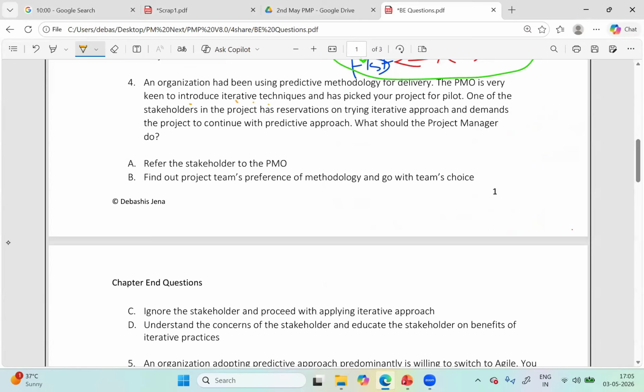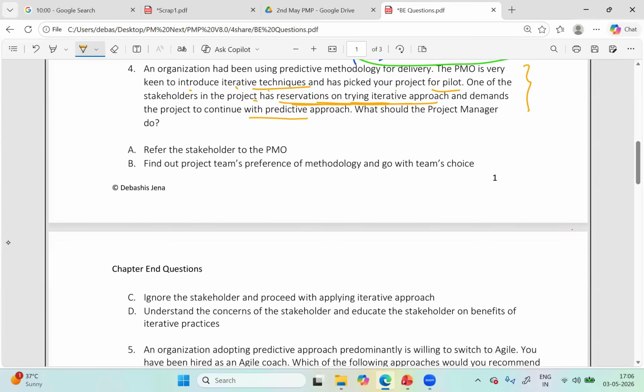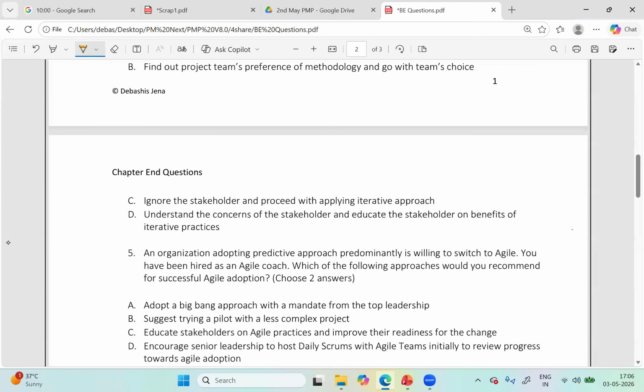Predictive PMO is keen to introduce iterative. Picked up a pilot, one stakeholder has reservations on trying iterative approach and demands the project to continue to predictive. Okay, good question. You may see such in the exam. So one thing I would say, a simple logic is the exam is biased towards adaptive adoption. You can keep that in mind as a general rule. But anyways, even if you don't use that rule, what would I do? Will I roll back? No way. Just because somebody has a reservation doesn't mean I'll roll back. So the best thing to do is, I'll go with D.